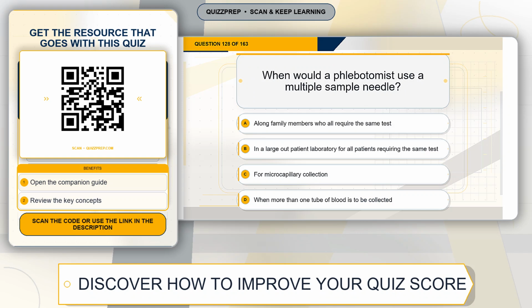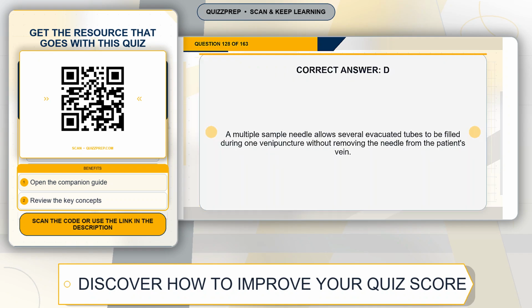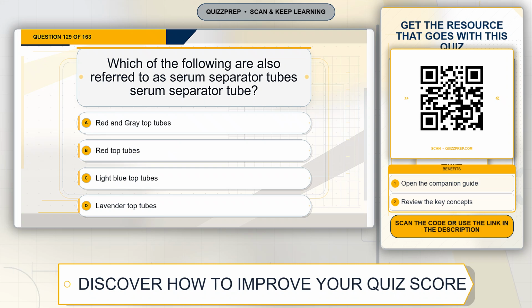Question 128. When would a phlebotomist use a multiple sample needle? Option A, along family members who all require the same test. Option B, in a large outpatient laboratory for all patients requiring the same test. Option C, for microcapillary collection. Option D, when more than one tube of blood is to be collected. The correct answer is option D, when more than one tube of blood is to be collected. Explanation. A multiple sample needle allows several evacuated tubes to be filled during one venipuncture without removing the needle from the patient's vein.